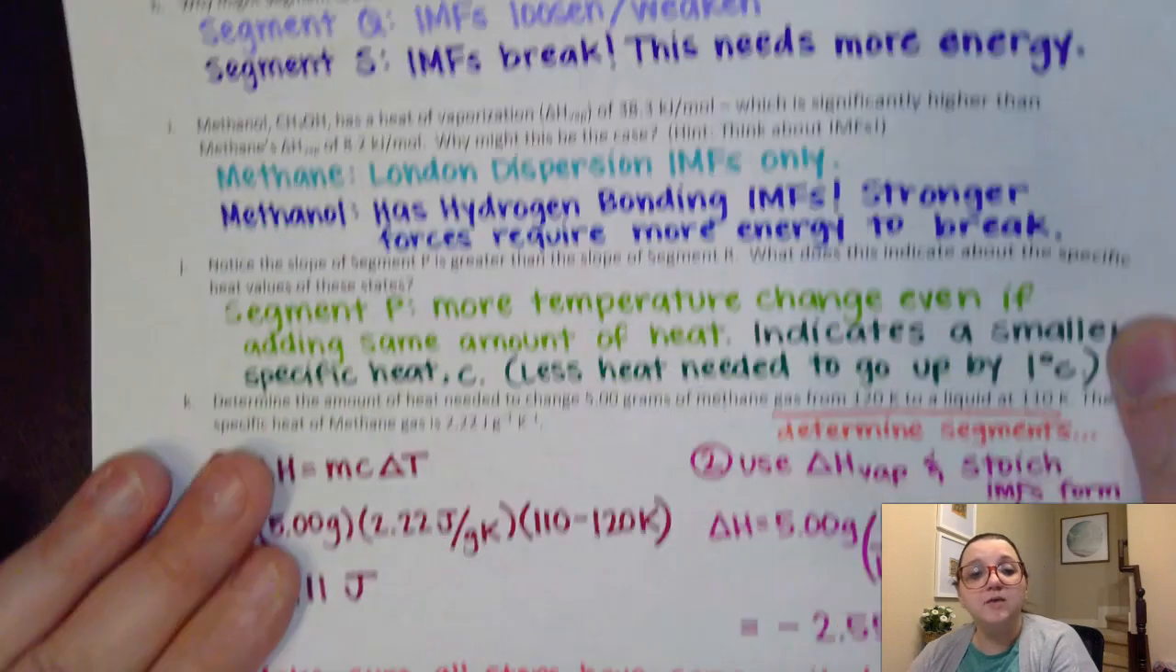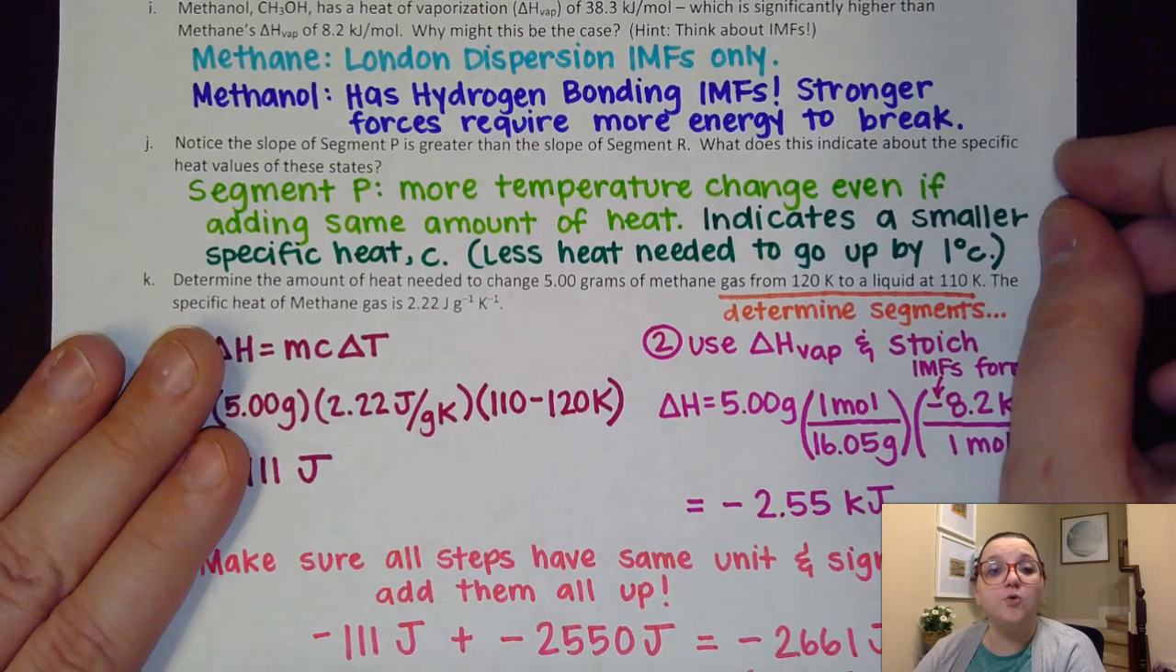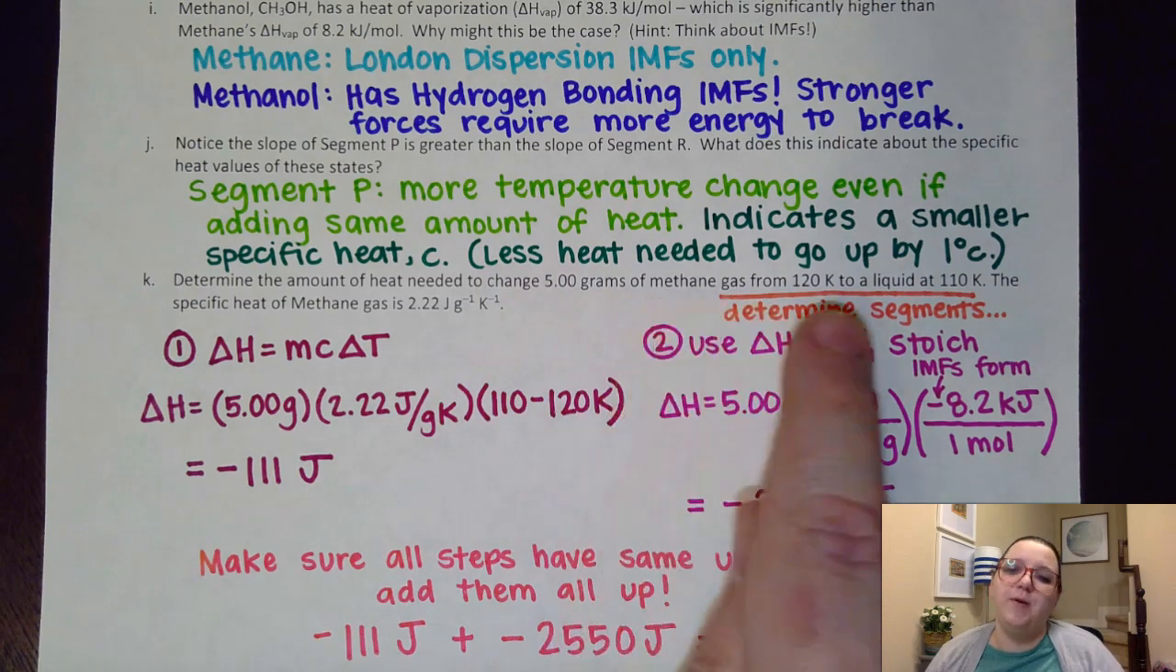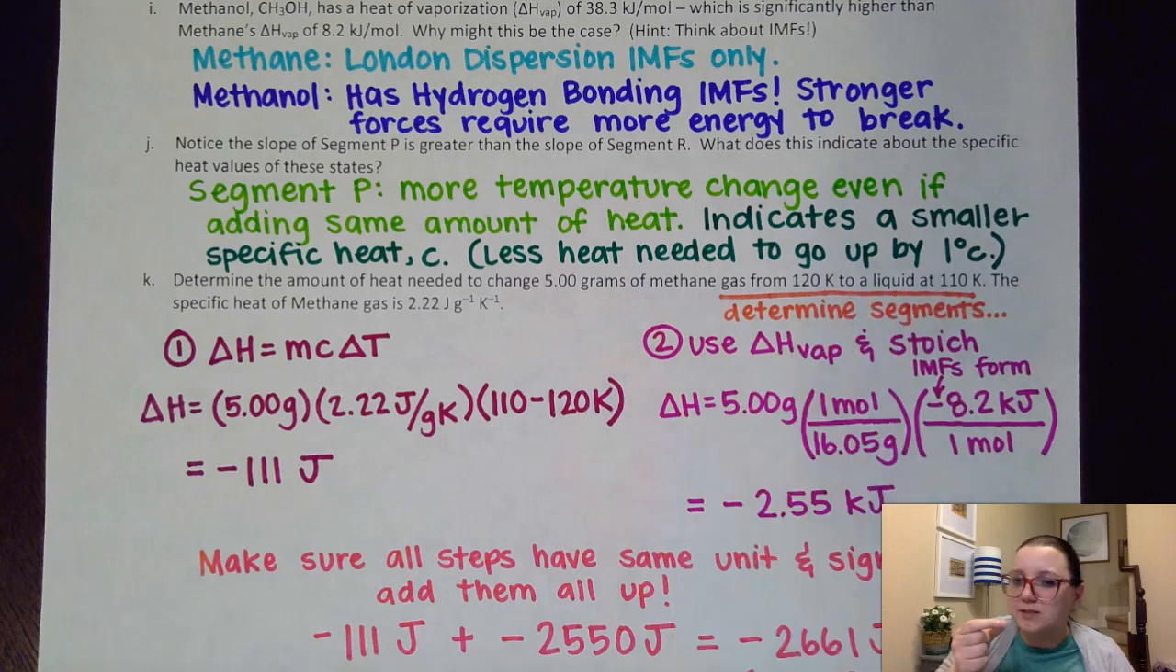So with segment P, because it has a greater slope, that means I'm getting more temperature change to occur, even though I'm adding heat at the same rate as I am with R. And so that would mean that I have a smaller specific heat value for segment P. I need less heat to go up by 1 degree Celsius. I can absorb just a little bit of heat and go up by 1 degree, and so I get much faster temperature changes there.